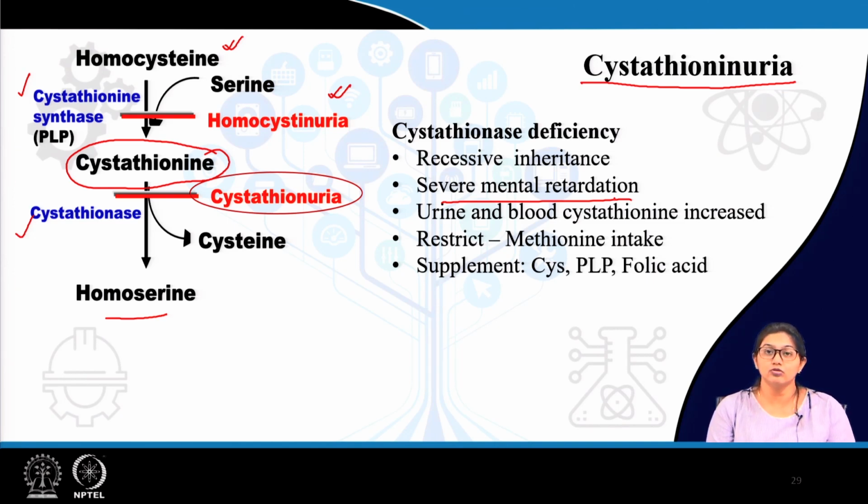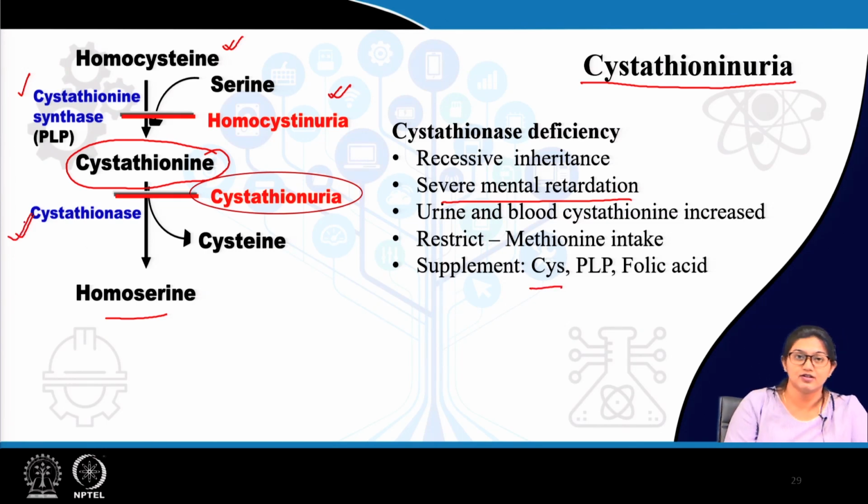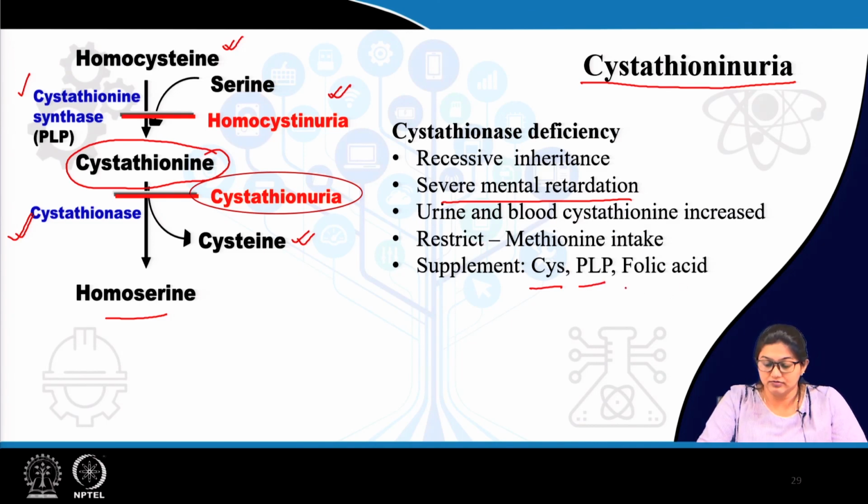So, what you need to do? Methionine-containing diet should be restricted, and alternatively what should be supplemented? Cysteine, because this degradation is hampered, so there will be cysteine deficiency as well. So cysteine should be supplemented. Then pyridoxine as well as folic acid, these vitamins should be supplemented in the diet.